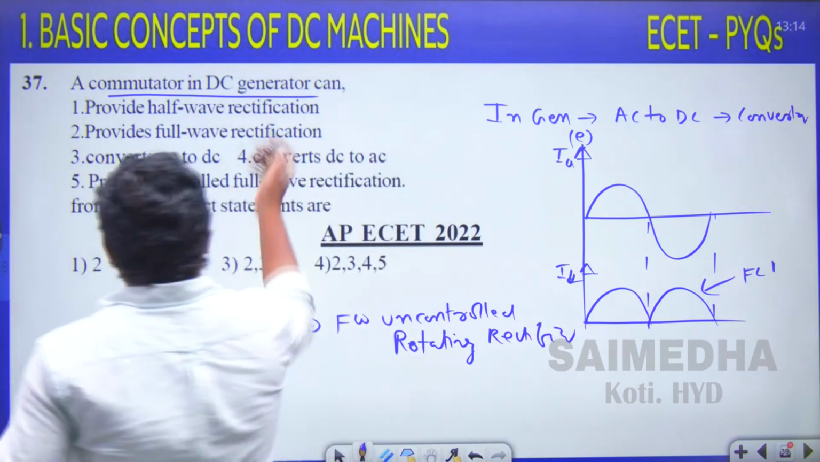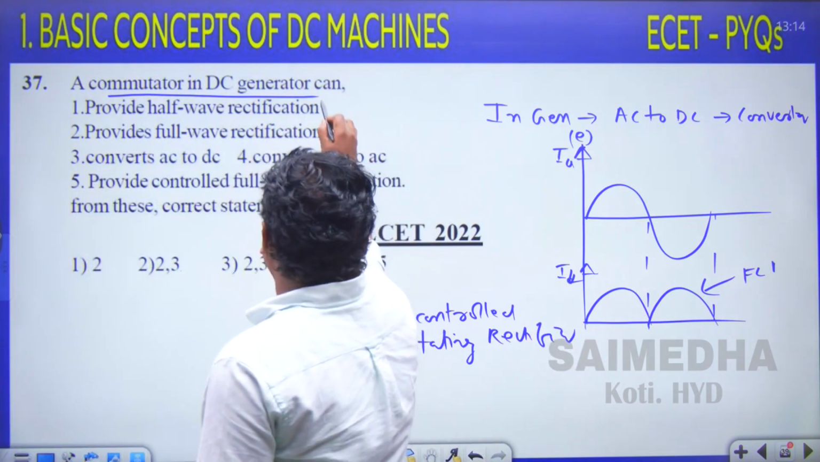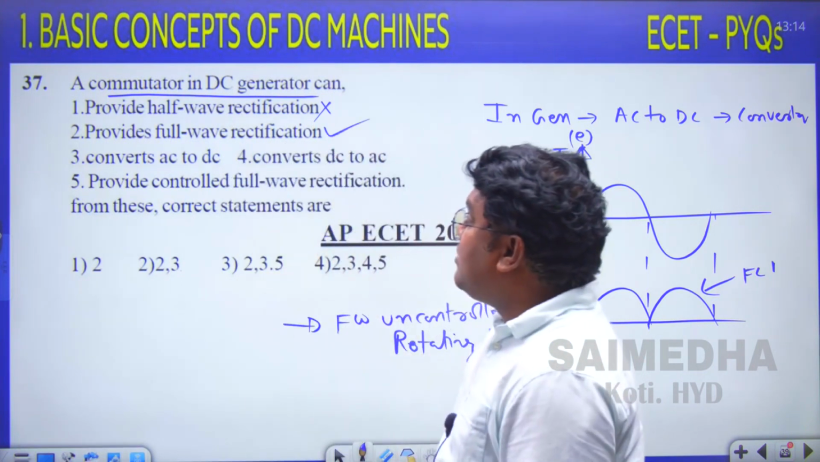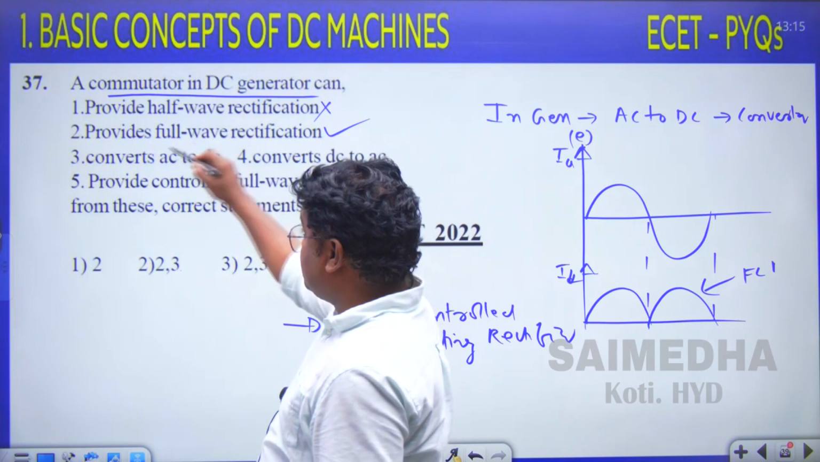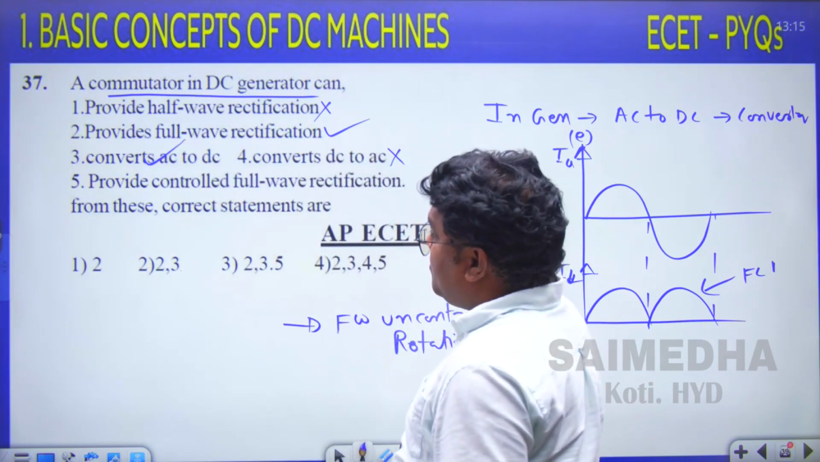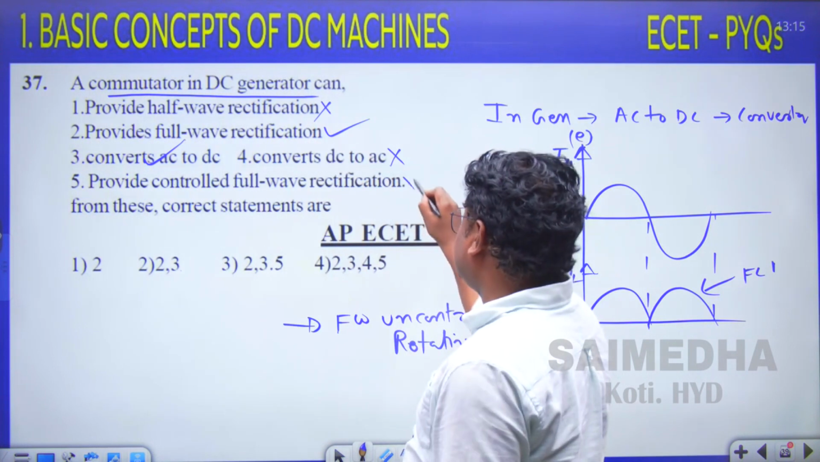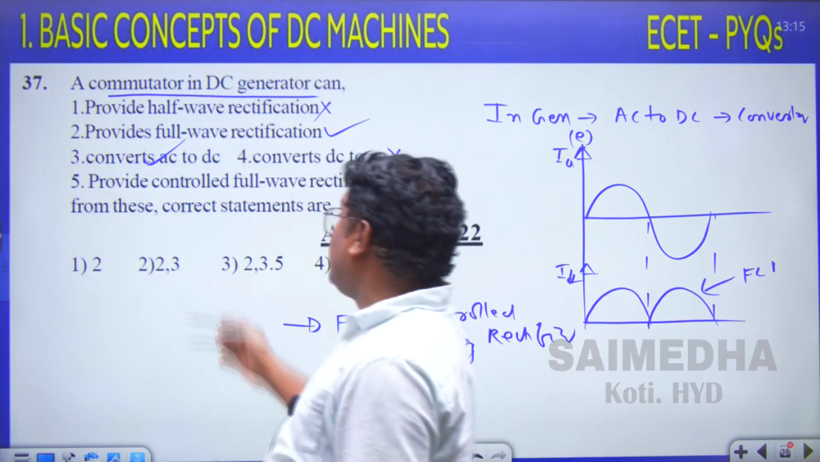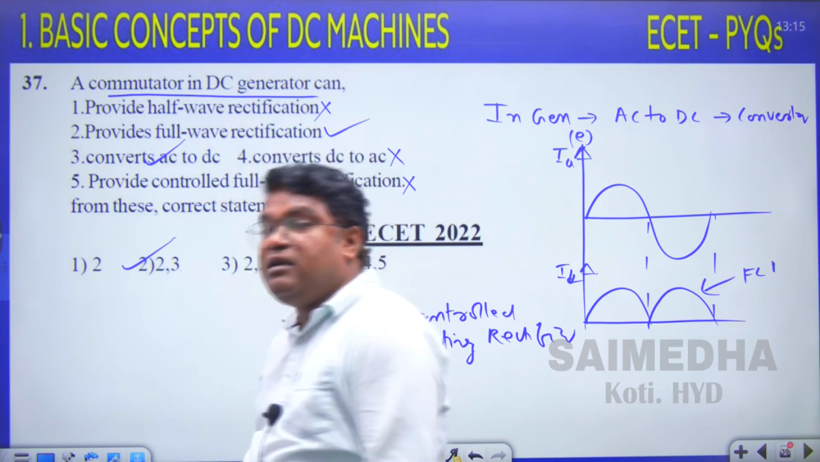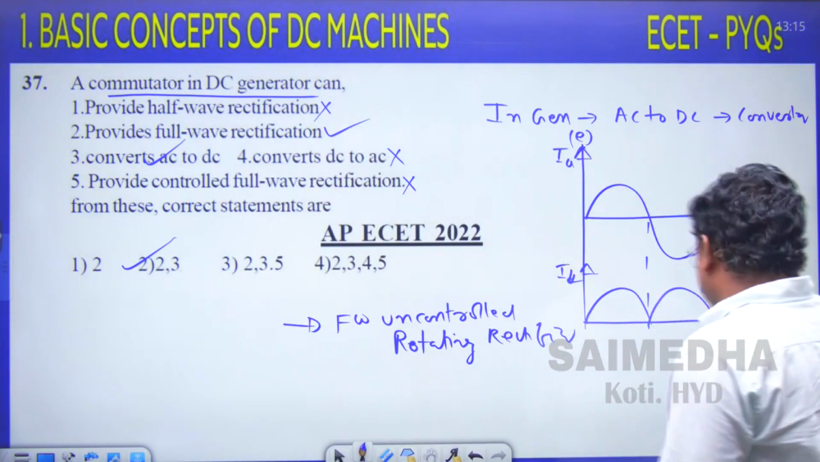Now let us select, in case of the generator: provides half wave rectification, this is a wrong statement. Provides full wave rectification, it is a correct statement. Converts AC to DC, this is also a correct statement. Converts DC to AC, it is wrong. Provides controlled full wave rectification, it is wrong. So which statements are correct? Statements 2 and 3 are correct. Option 2 is correct for this question.